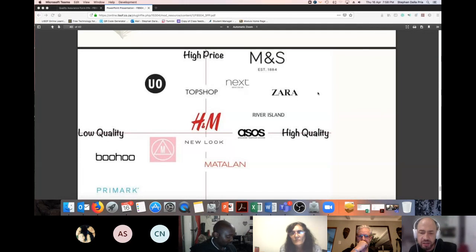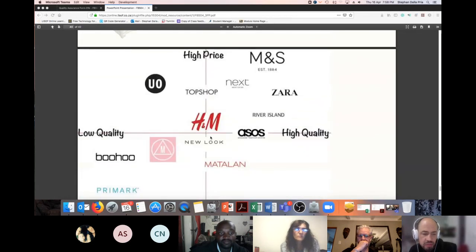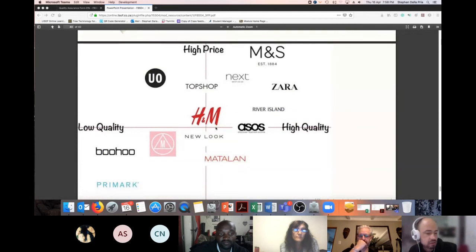Zara's at the far end of the spectrum, so you would say they're actually quite reasonable in terms of their price for the quality that you get. And then right here at the bottom left-hand corner, you have Primark. Very low quality for very low price. Would you agree with that statement? Maybe Primark is the Walmart of clothes. Would that be a fair statement?